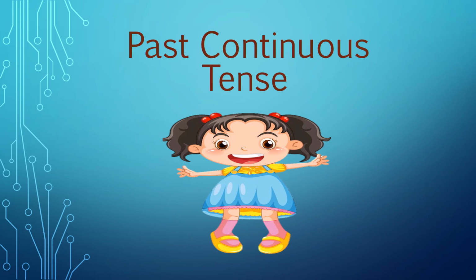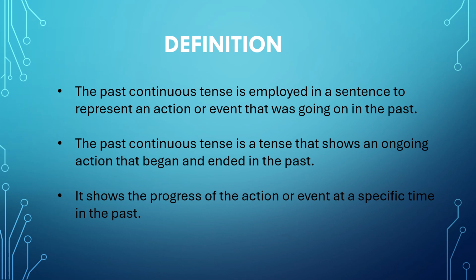Hello, let's start past continuous tense. So, what is past continuous tense? Past continuous tense is used for sentences to represent an action or event that was going on in the past. It means they are used to represent an action that was in progress in the past, a sentence that started in the past and ended in the past only.